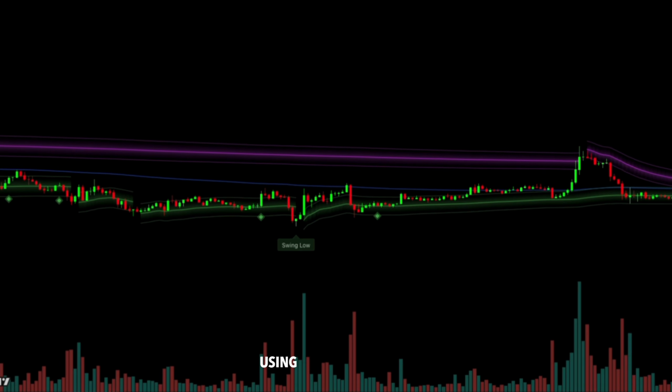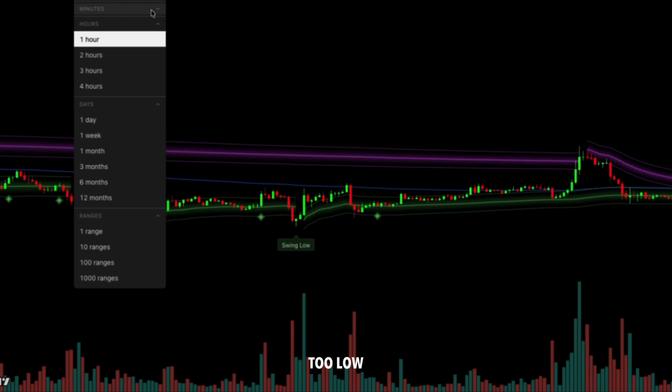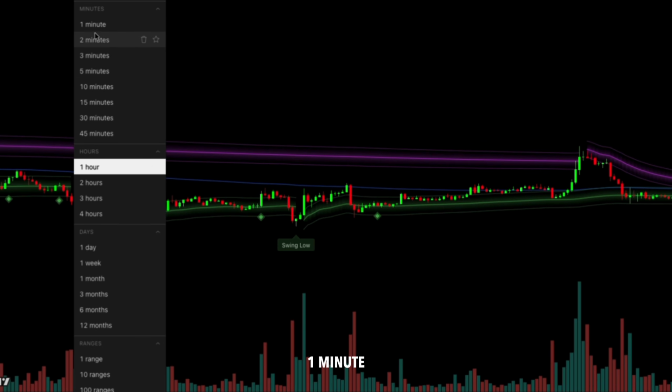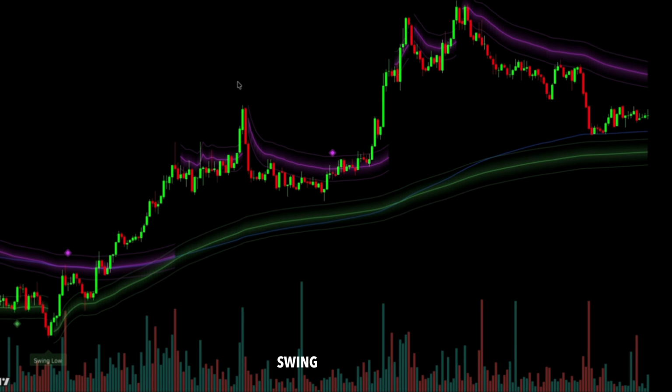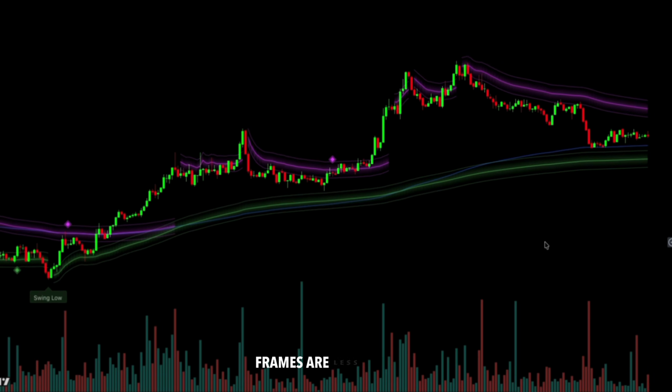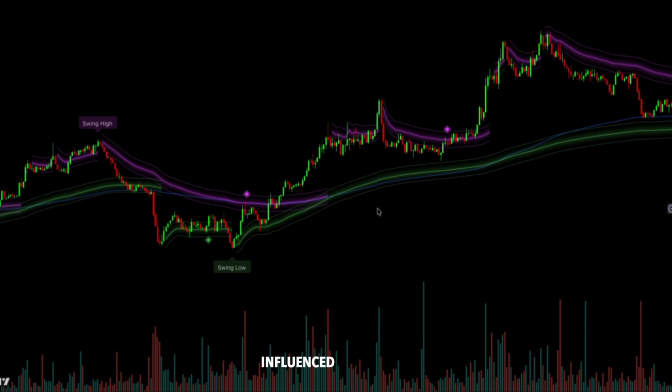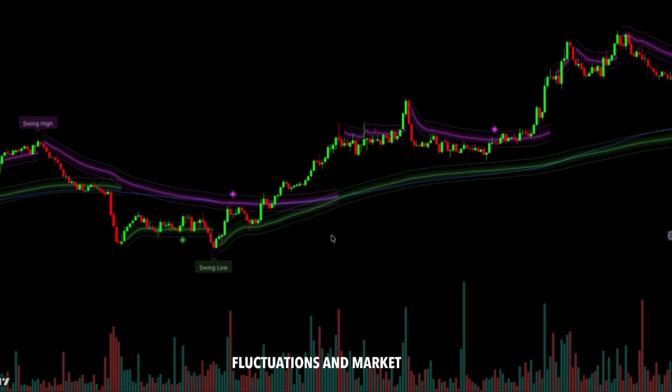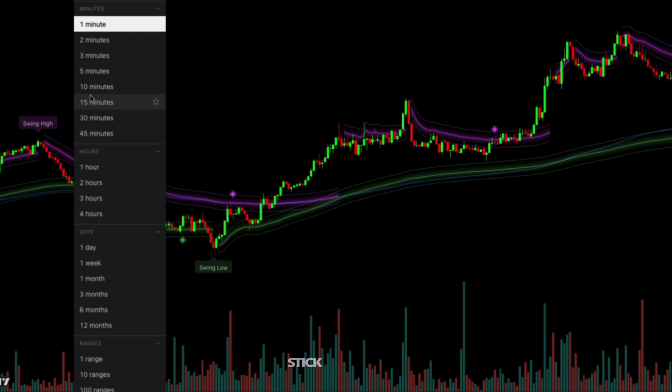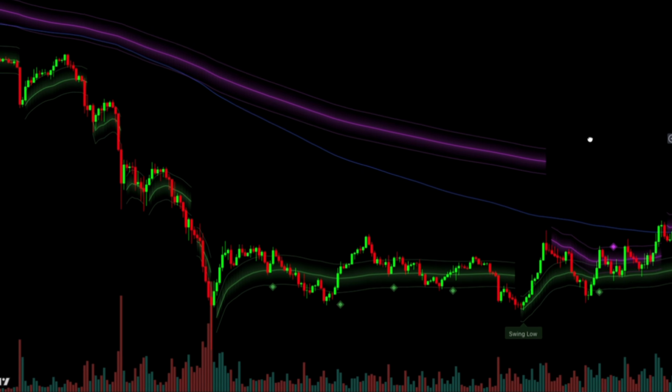This simple discipline will save you from countless losing trades. Mistake number 3, using the indicator on time frames that are too low. If you try to use this on the 1-minute or 5-minute chart, you are going to get a lot of noise. Swing structures on very low time frames are less reliable because they are heavily influenced by random fluctuations and market noise. Stick to the 15-minute chart or higher. The 4-hour and daily charts are ideal for most traders.